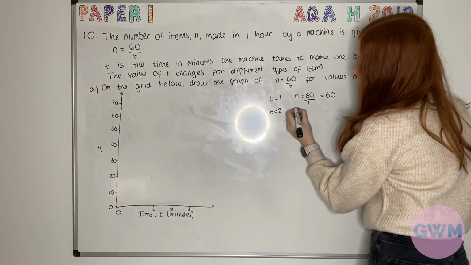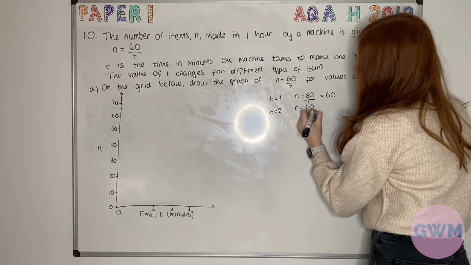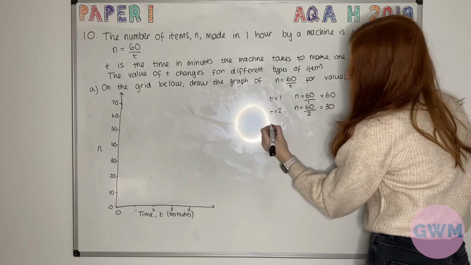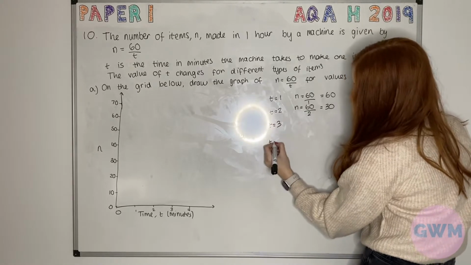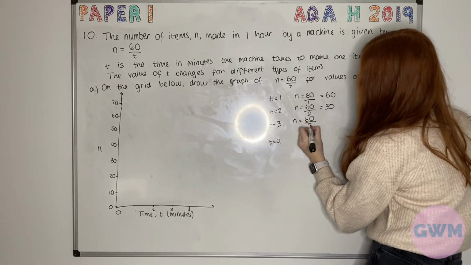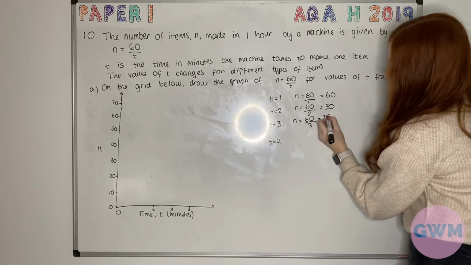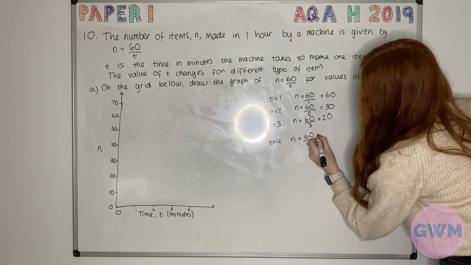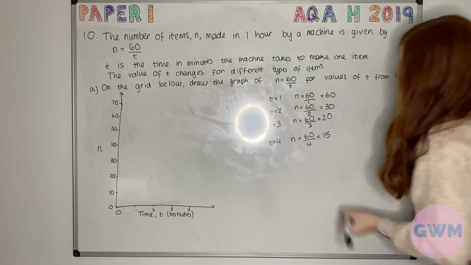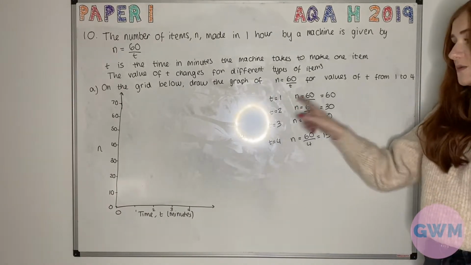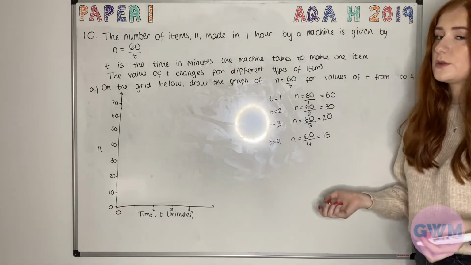Now we repeat this for 2. 60 over 2, 30. We do it again for 3, and we're going to do it again for 4. 60 over 3, 20, and 60 over 4 is 15. Okay, so now we have them for our values of 1 to 4. You can do intermediate values if you want, but for this question we don't need to.